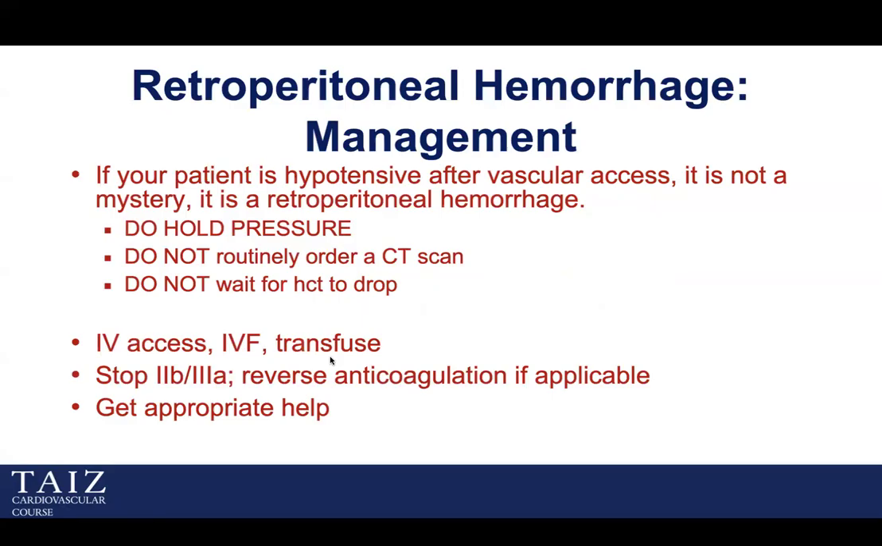Again, if the patient is hypotensive, always think about retroperitoneal hemorrhage with hypotension after vascular access. Again, do not routinely get a CAT scan. Just hold pressure and get IV access and give transfusion, reverse anticoagulation, get appropriate help. You always need help because you're holding pressure on one side. You need your colleague, your other interventionalist, to come in and get access on the other side, the contralateral arterial access, and get a sheath up, take a picture, see what's happening. And so you always will need help.